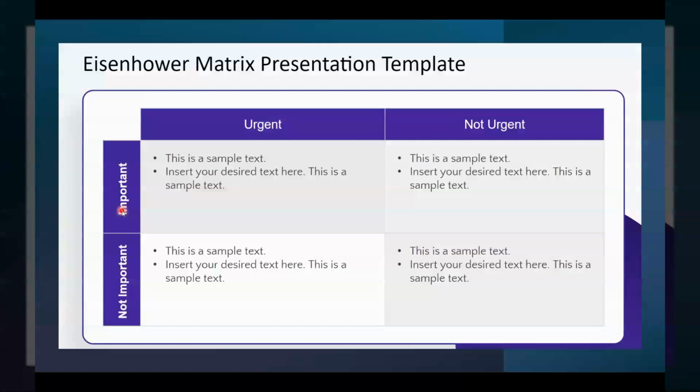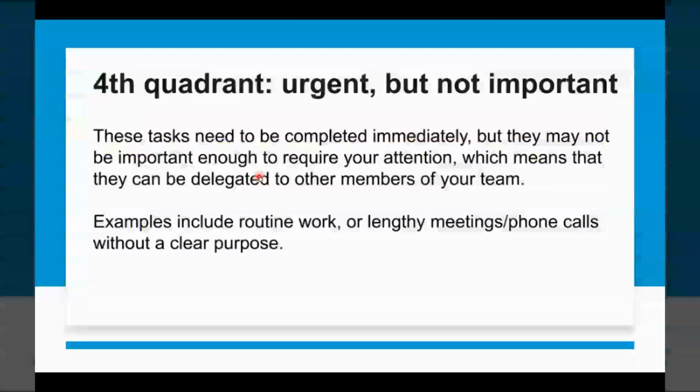The third quadrant is not important but urgent tasks. Let's see what those are. These tasks need to be completed immediately but may not be important enough to require your attention, which means they can be delegated to other members of your team. For example, there is a meeting, or an email you need to respond to, or phone calls you have to respond to. These are urgent tasks by time, but your involvement is not required.